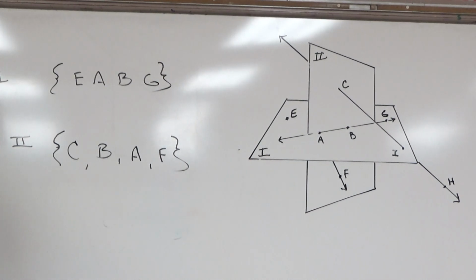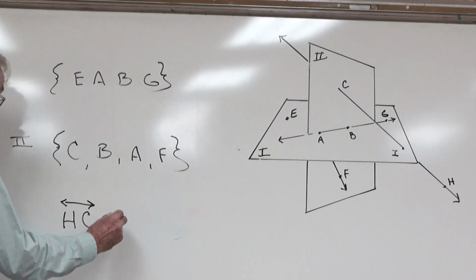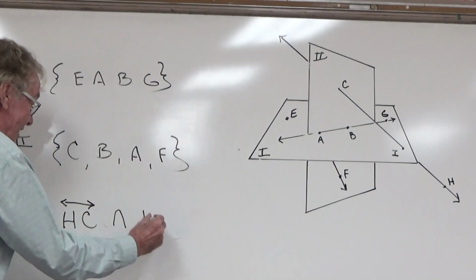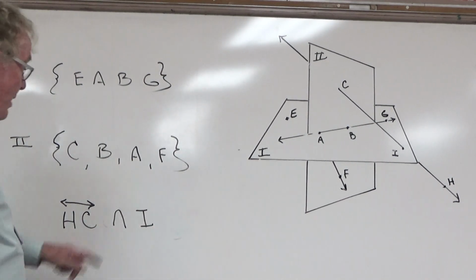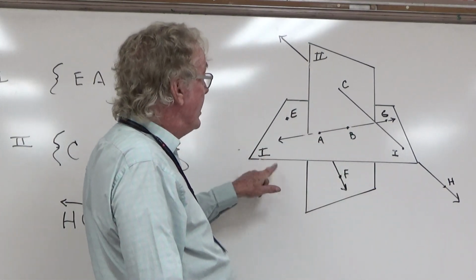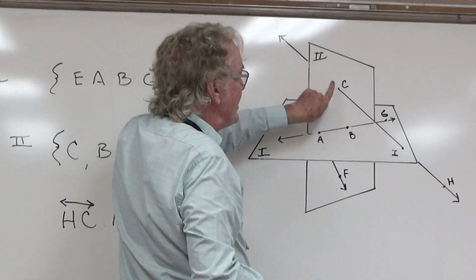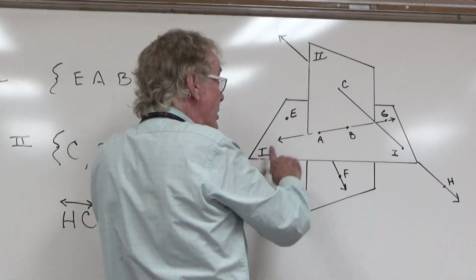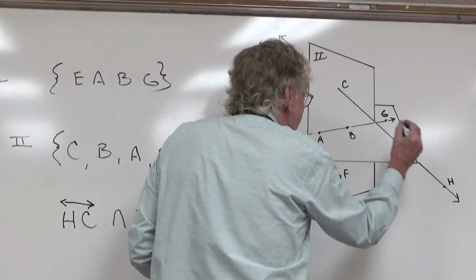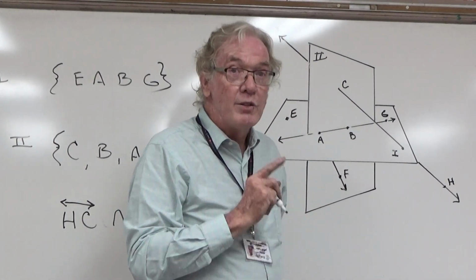Next we got line HC, intersecting with plane 1, I think that is. I think that is plane 1. There you go. I can see why you might have thought it was this one, but I meant for it to be plane one. And line HC, this line, intersects plane two at just point C, and intersects plane one at this place right there. If a line intersects a plane, it does so at a single point.